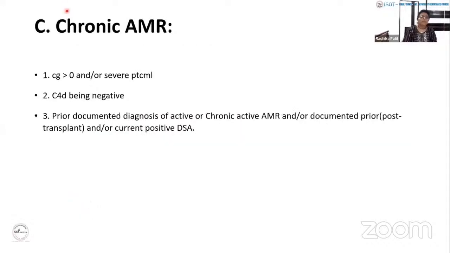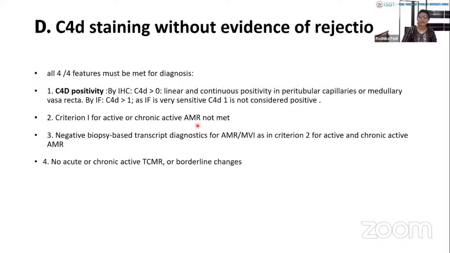should be there. So in chronic AMR, chronicity scores are there, chronic lesions are there, C4D being negative, but there should be prior documented diagnosis of active or chronic active AMR and/or documented evidence of prior post-transplant or current positive DSA. So DSA should be positive and the chronic lesion should be there even if C4D is negative. Now other entities are also added. C4D staining without evidence of rejection, that means there is C4D positivity and all other rejection criteria, the active lesions, are not there.